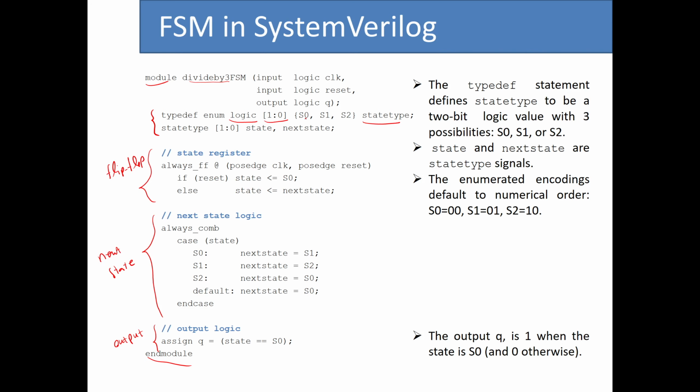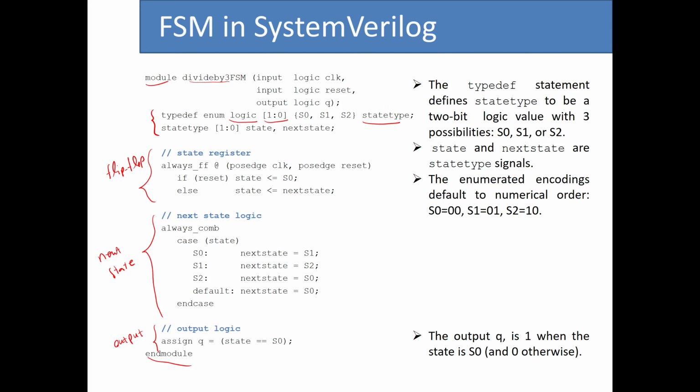As for the states that we want to use, we use S0, S1 and S2, and that tells SystemVerilog to assign S0 as 00, S1 as 01, and S2 as 10. And then we name this new type statetype. We can use whatever name we want.